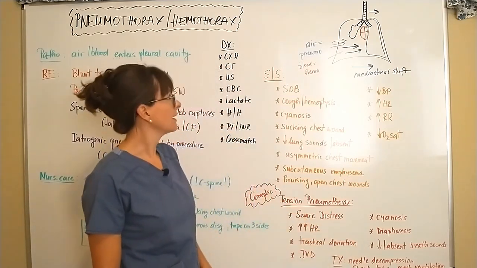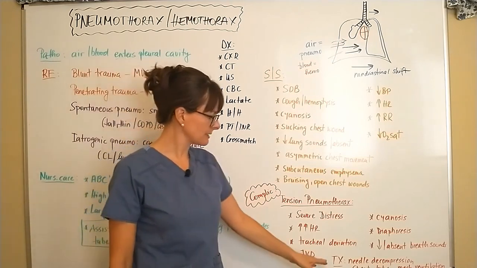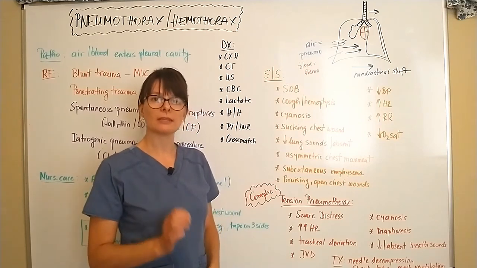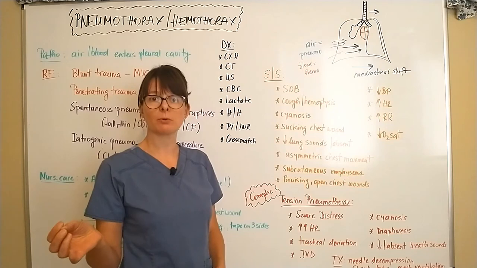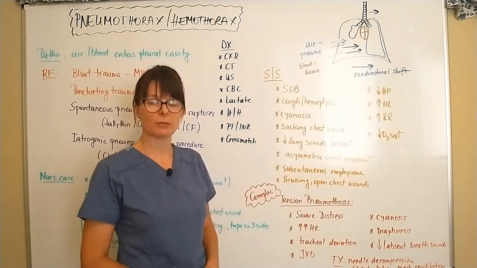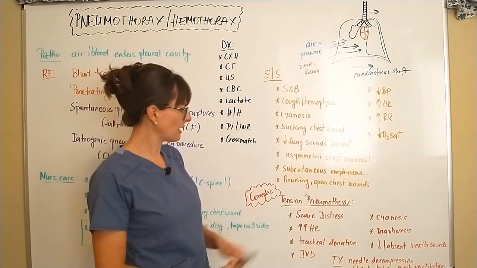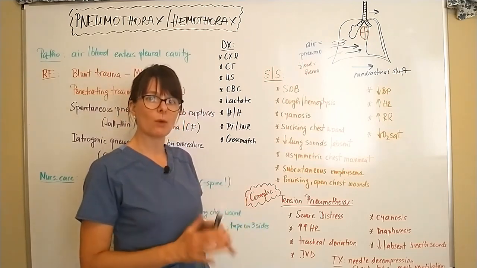sounds here. Now, the treatment for a tension pneumothorax is needle decompression, and that is just an emergency measure to buy the physician or the provider some time until a chest tube can be inserted, which is more of a definitive treatment. But if we have a tension pneumothorax, that means that this is an emergency that's happening right now.